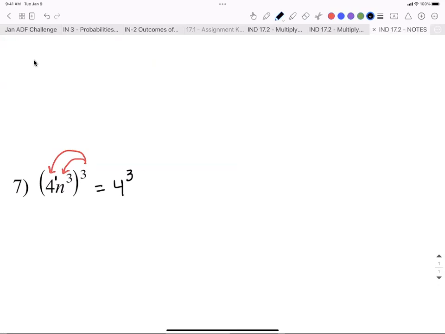Then you move to the next term, and that's an n. The base stays the same, but you're multiplying the power of 3 times the n to the third. So 3 times 3, so your new number is 9.